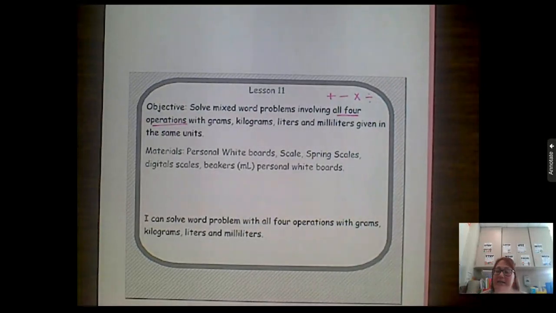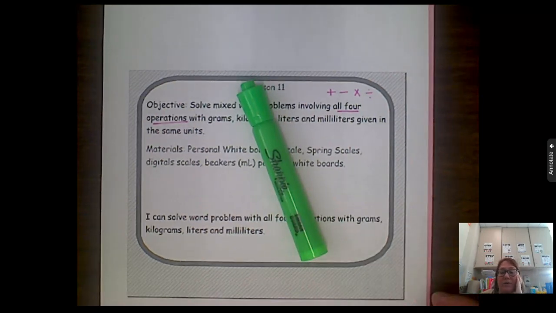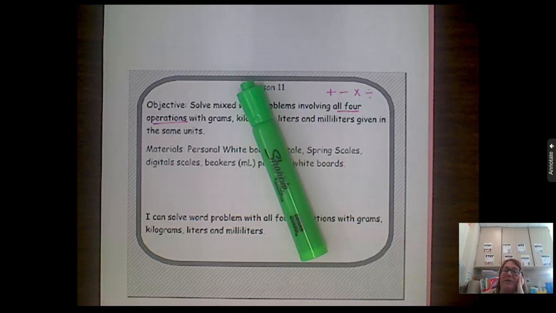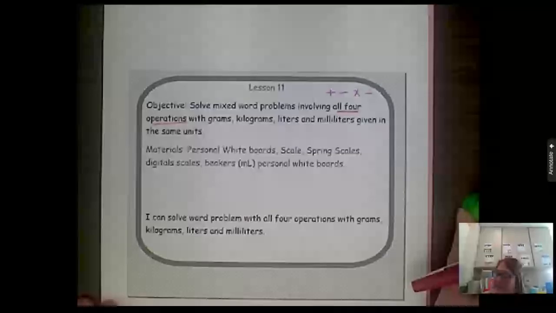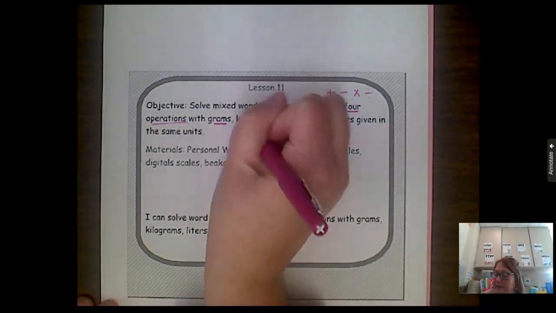So that's why we have these highlighters, right? Because we need to look at them and decide based on our clue words and based on what the questions are asking us, what are we going to do with that information? Are we going to add, subtract, multiply, or divide? So we have to be very good math detectives here to figure out what we're going to do, okay? Moving on, so we're going to be solving mixed word problems involving all four operations with grams and kilograms.